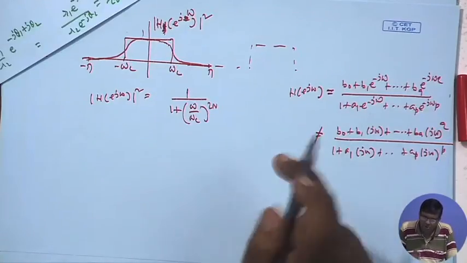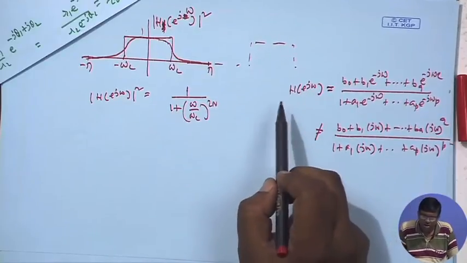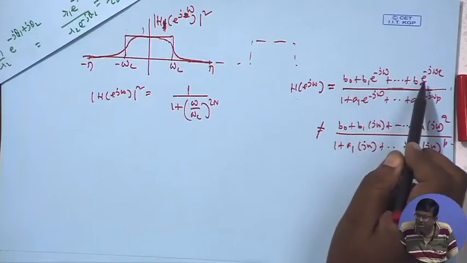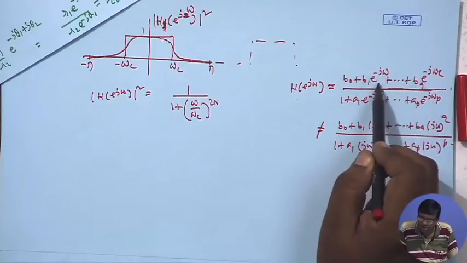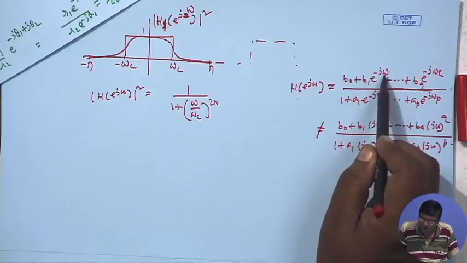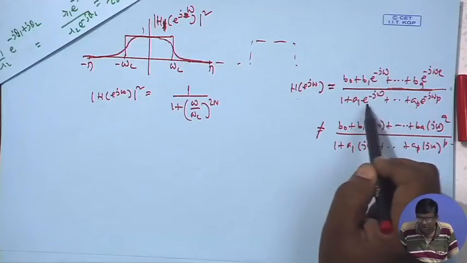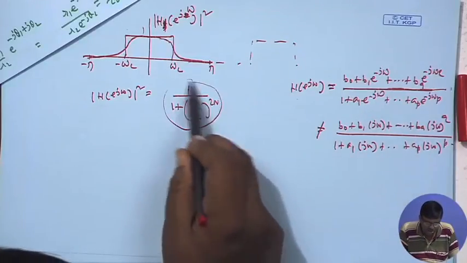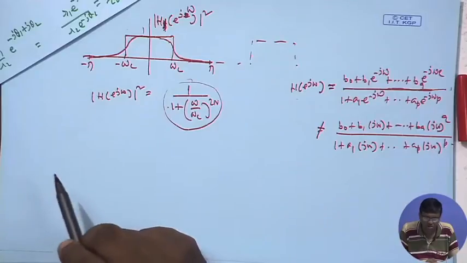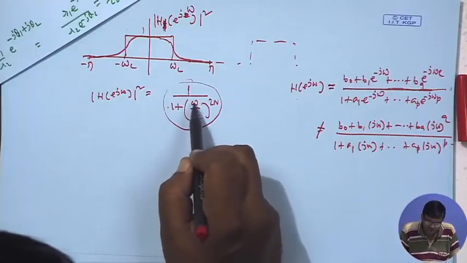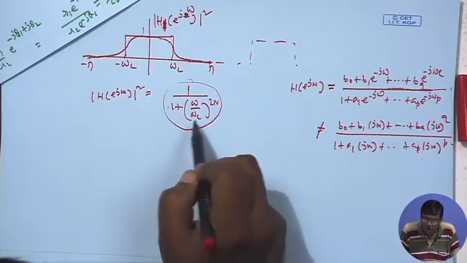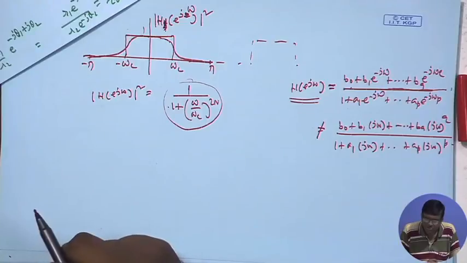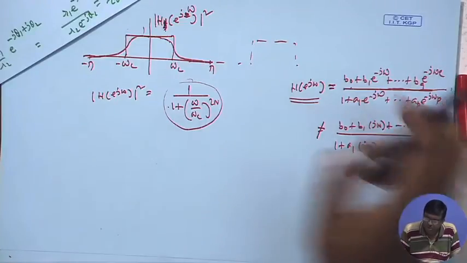But this is not the case, because we know from our discussion so far that the discrete time Fourier transform, the transfer function of a rational system, is of this form. The numerator is a polynomial, but not in terms of small omega, it is a polynomial in terms of e to the power minus j omega. The denominator also is a polynomial in terms of e to the power minus j omega, but my function by which I am approximating the ideal filter characteristics is in terms of omega, omega to the power 2n. So, I cannot directly use this form to obtain this. This is a big problem. Then the question is how to design this filter.